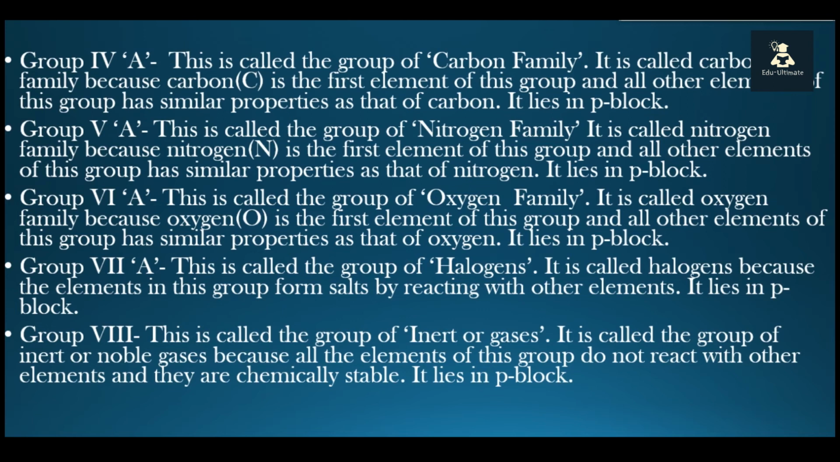Group 7A. This is called the group of halogens. It is called halogens because the elements in this group form salts by reacting with other elements, and it lies in the P block. Group 8. This is called the group of inert gases. It is called the group of inert or noble gases because the elements of this group do not react with each other and they are chemically stable. It lies in the P block.